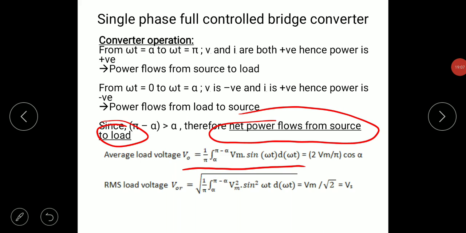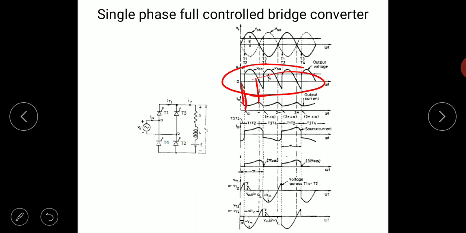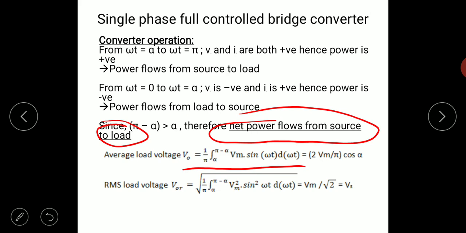Okay, we were talking about load voltage. Load voltage is 1 upon pi integrated from the lower limit to the upper limit. We know that the lower limit is alpha and the upper limit is pi plus alpha. Here by mistake it is written as pi minus alpha. It is actually pi plus alpha. In the case of RMS voltage also, this upper limit will be pi plus alpha. In both cases, it is pi plus alpha rather than pi minus alpha.